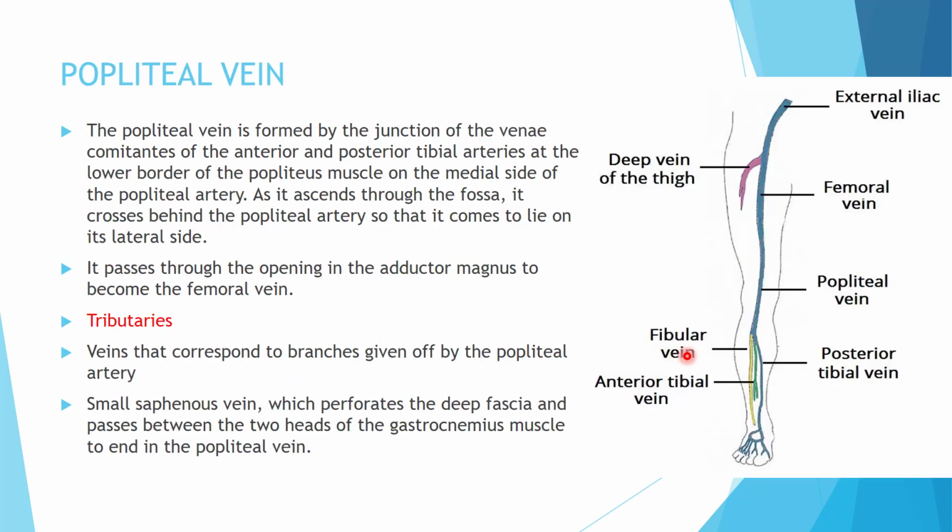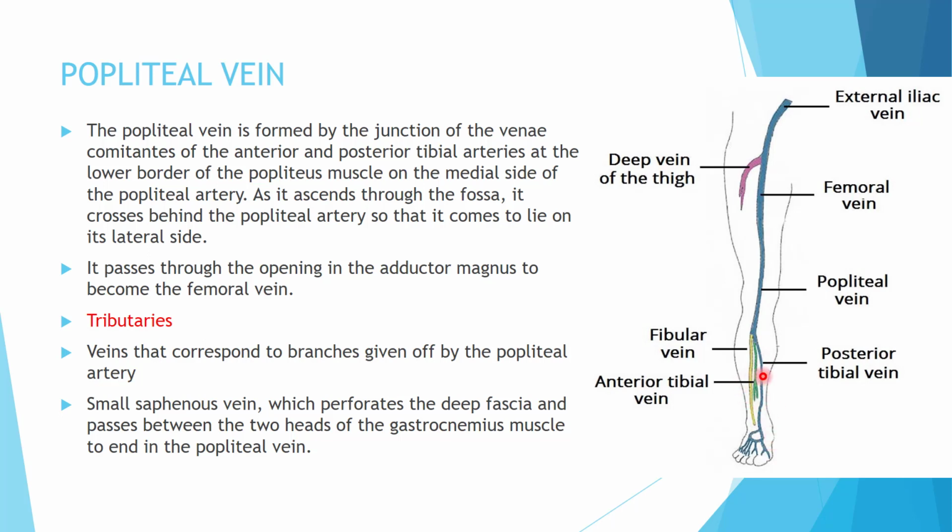Now we will discuss the popliteal vein. See here, this is the femoral vein. The femoral vein drains into the external iliac vein, and the popliteal vein drains into the femoral vein. See here, this is the popliteal vein in the popliteal fossa. It is formed by the junction of the venae comitantes of the anterior tibial vein and the posterior tibial vein.